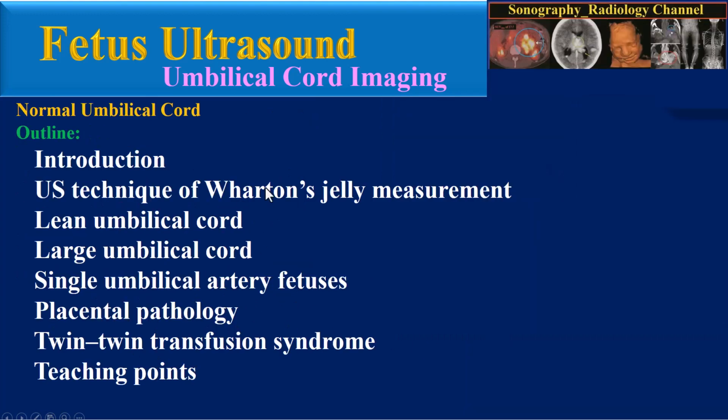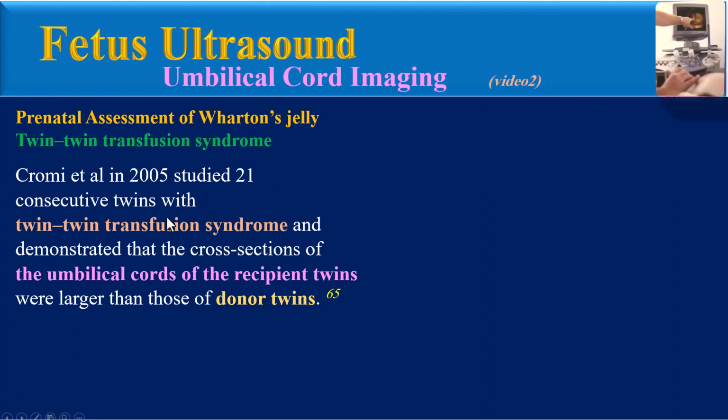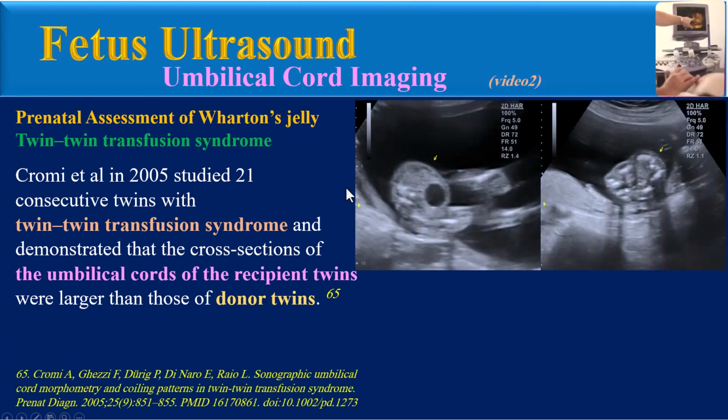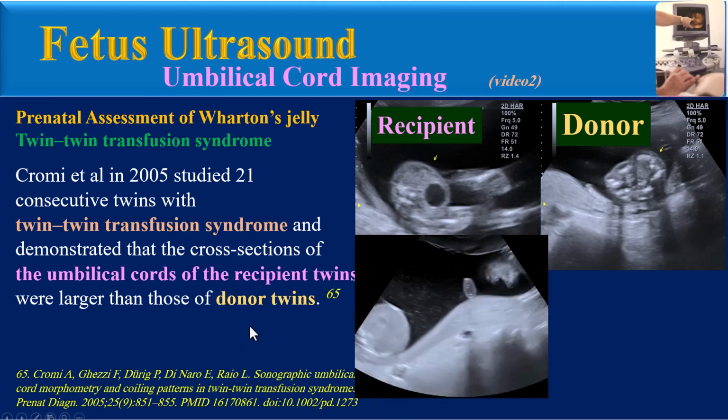The importance of Wharton jelly measurement in twin-twin transfusion syndrome. This paper studied 21 twins with twin-twin transfusion syndrome. This image is related to one of our patients with twin-twin transfusion syndrome in monochorionic diamniotic twin pregnancy. As you can see, this is the recipient fetus with full bladder and this is the donor fetus with empty bladder. This study demonstrated that the cross sections of the umbilical cords of the recipient twins were larger than those of donor twins.